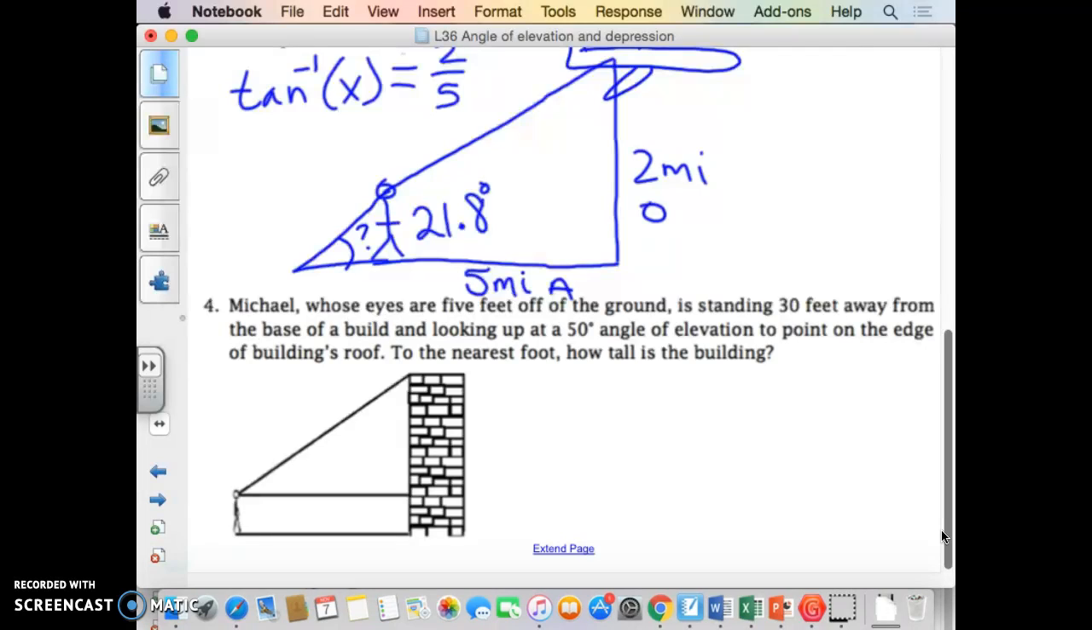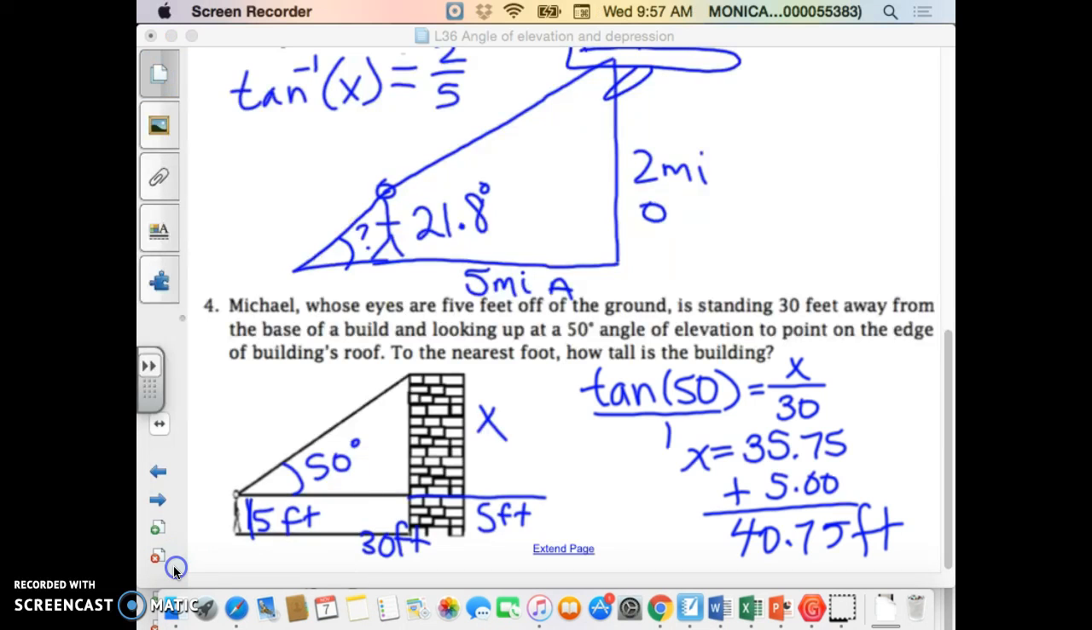All right, this one, Michael's eyes are 5 feet from the ground. So here's 5 feet. This part right here, his height, is 5 feet. He's standing 30 feet away from the base of the building. So this part right here is 30 feet. He's looking up at a 50-degree angle. And we want to know how tall is the building. So we're going to figure out this part is x, and we've got to add on 5 feet to it, because that's his height. It looks like 15, but it's 5. All right, so this is opposite over adjacent. So pause and set up the problem. Don't forget that you have to add on his height, which is 5 feet.